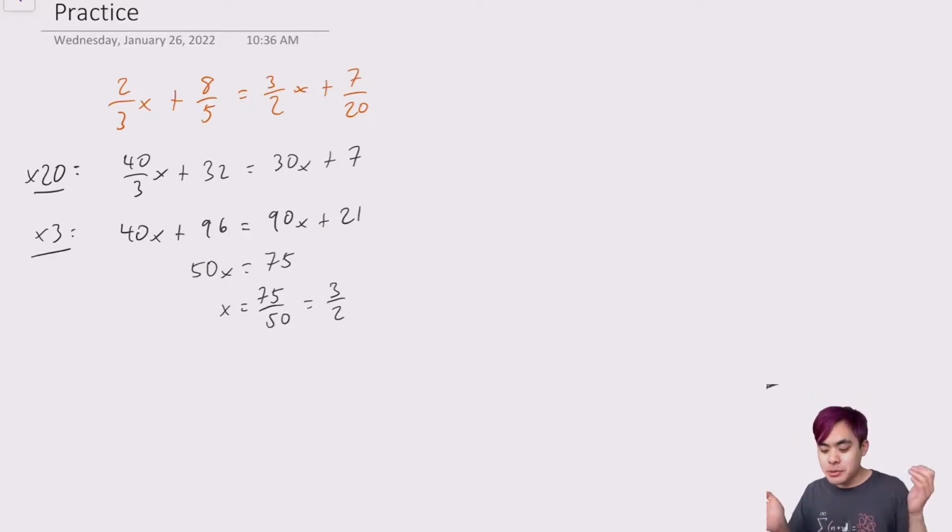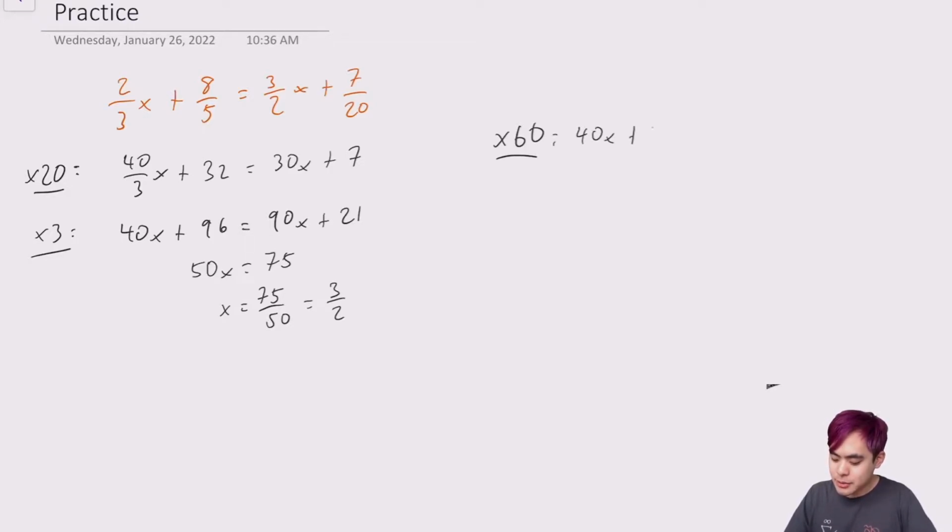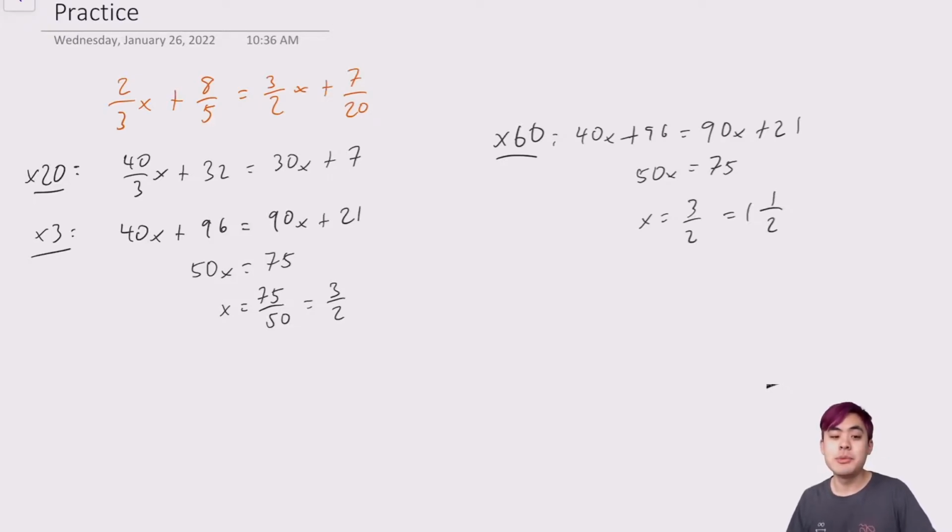Oh yeah, so like some people just multiply by 60, and that also works. Would a mixed number also be simplified, simplest form? If you put in a mixed, yes. So there are many different ways of doing this. So for example, if you multiply by 60, that would also immediately get you to the answer. So that would immediately give you 40x plus 96 is equal to 90x plus 21. And then you do the same thing, 50x is equal to 75, x is equal to 3 halves. If you write it as 1 and 1/2, you will also be getting credit.